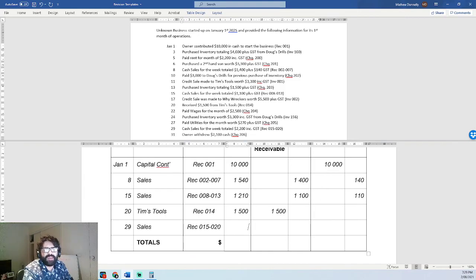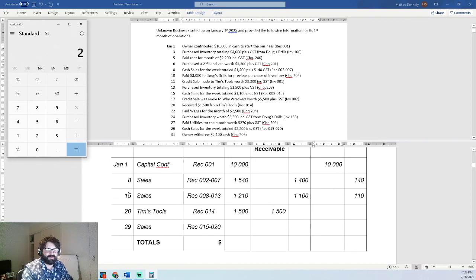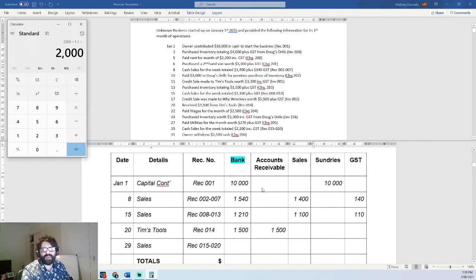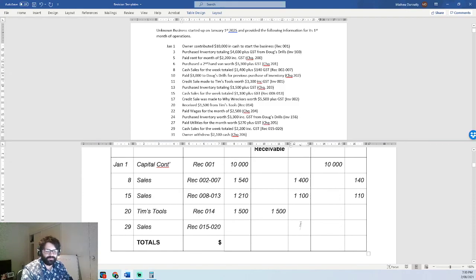And we see 2,200 including GST. Let's get the GST out. 2,200 divide by 1.1 will give us 2,000 in our main one, the sales.